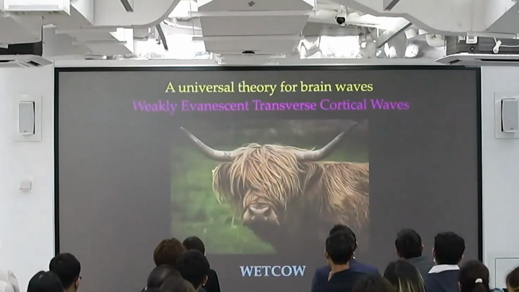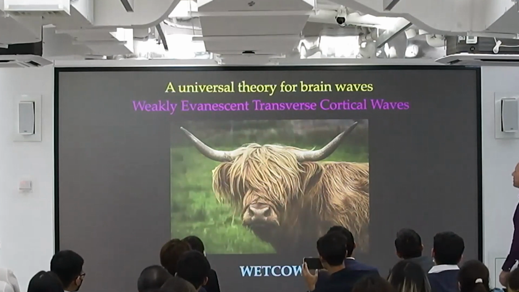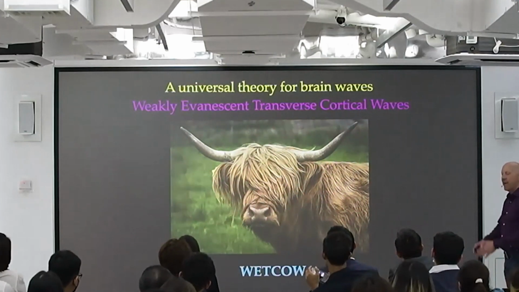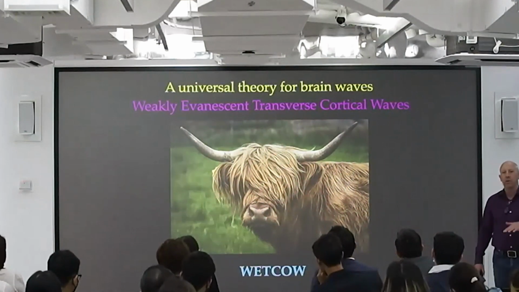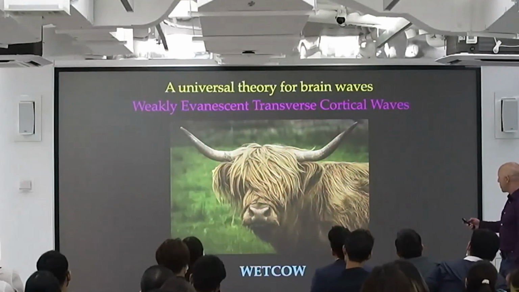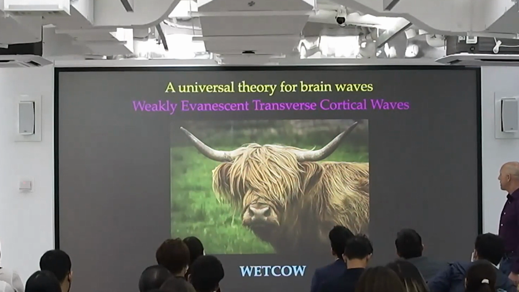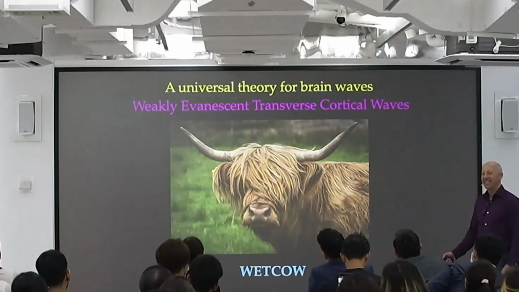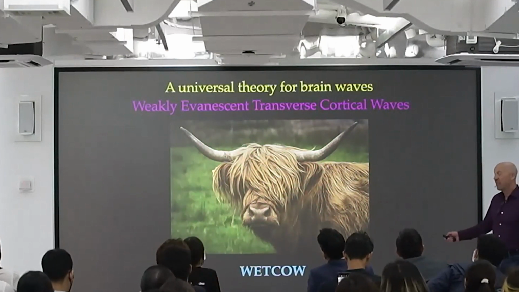This is what we call the universal theory of brain waves. The fact that they persist is what's called weakly evanescent. And so we call these weakly evanescent transverse cortical waves. We had to come up with an acronym. Let's say Highland cow from Scotland. If you've ever seen them, they're pretty cool.